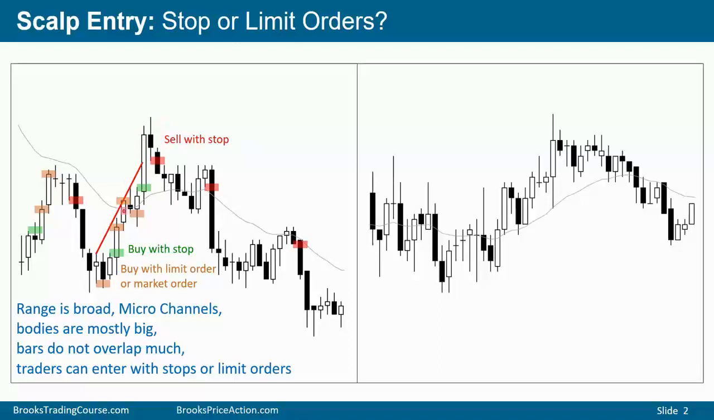Reversal down from the top, a parabolic wedge, push up, and then a bear bar. 3 bars up, and then a bear bar. 2 bars up, and then a bear bar. Trading range, up, down, up. Traders will sell with a stop below that bar.